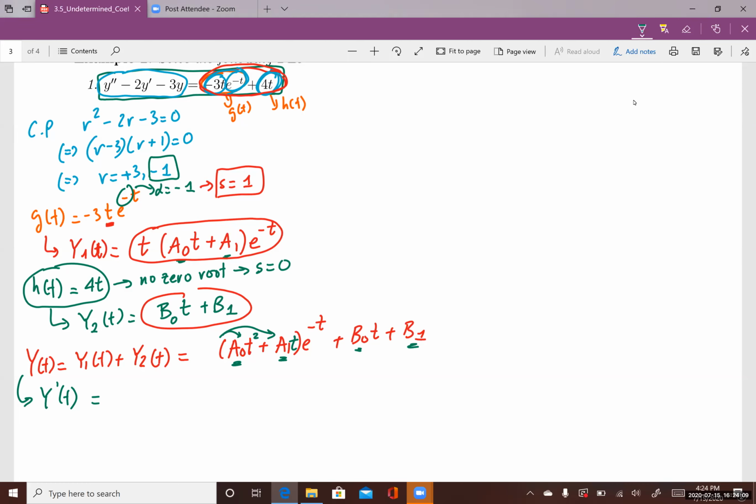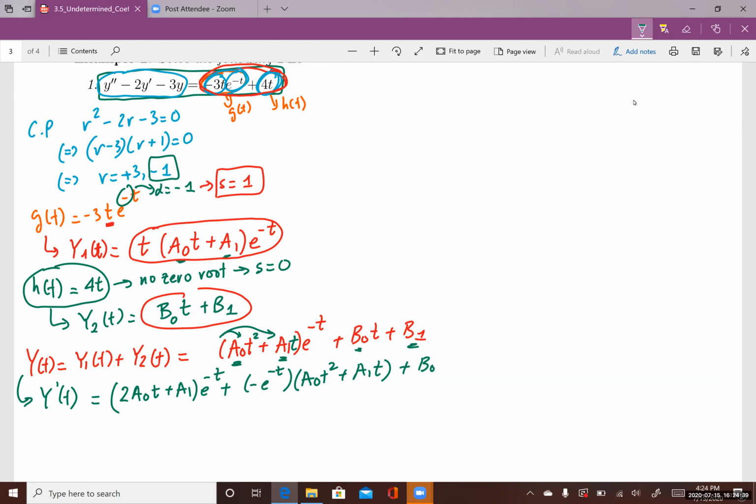Okay. Well, we'll have (2a0 t plus a1) multiplied by e to the negative t, and then add the derivative of e to the negative t, which should be negative e to the negative t, multiplied by a0 t squared plus a1 t. Okay. And then the derivative of this should be b0.